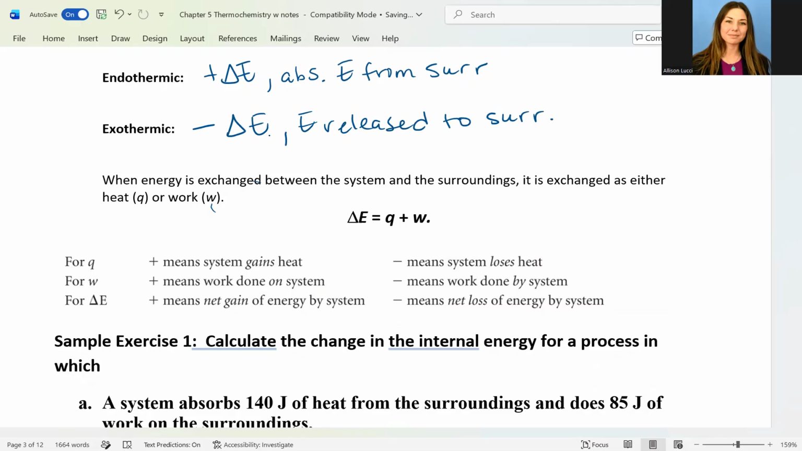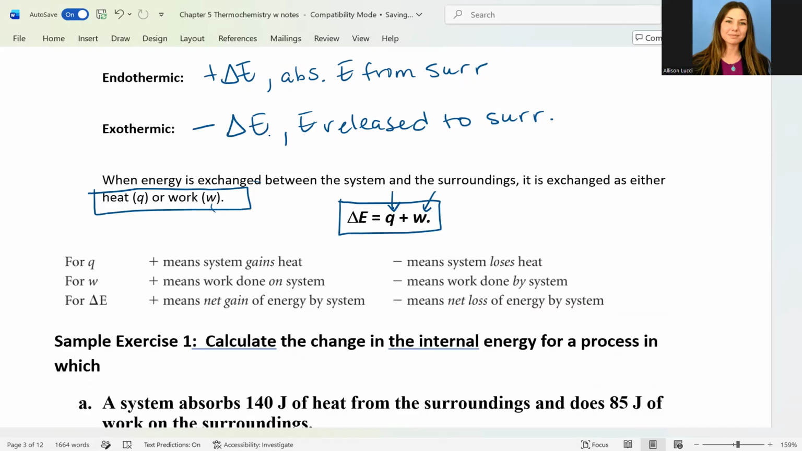And when we have this energy exchange between the system and the surroundings, it's going to be exchanged as either heat or work. So these are the only two ways that we can exchange between the system and the surroundings. And we can quantify this change in internal energy as the sum of the Q, so the heat difference, whether it's positive or negative. We'll talk about those implications, and then the work, whether it's positive or negative.